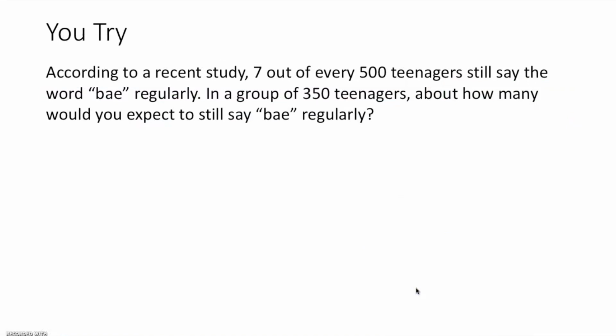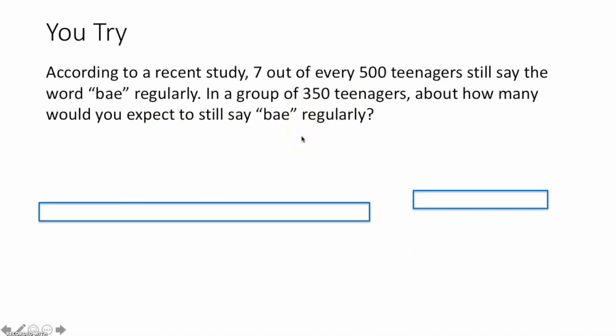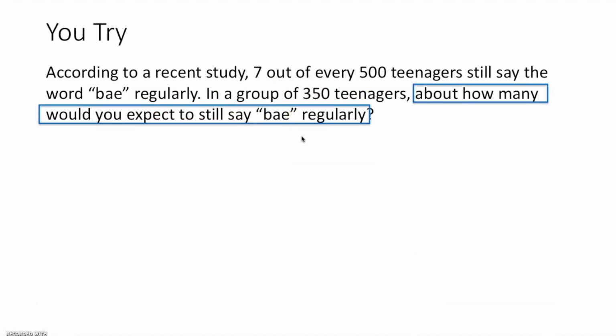You try. Okay, this says, according to a recent study, 7 out of every 500 teenagers still say the word "bay" regularly. In a group of 350 teenagers, about how many would you expect to still say "bay" regularly? Step 1, in a word problem, we're not scared. So step 2, what are we looking for? What does it want us to find? It wants us to find about how many would you expect to still say "bay" regularly. So about how many teenagers.